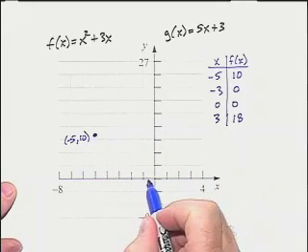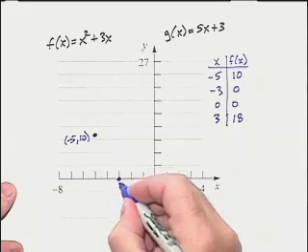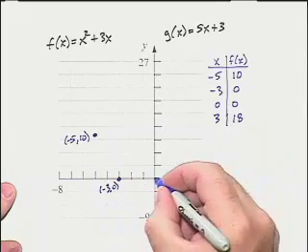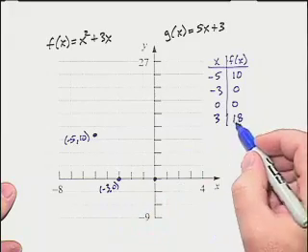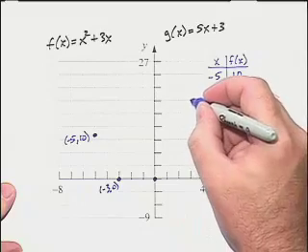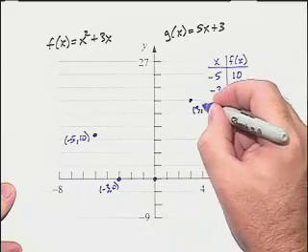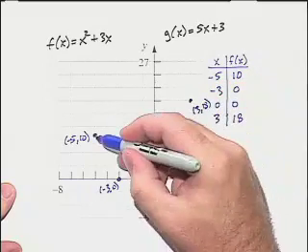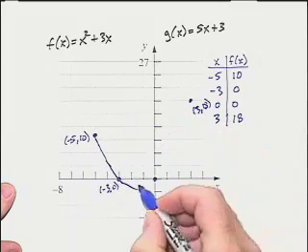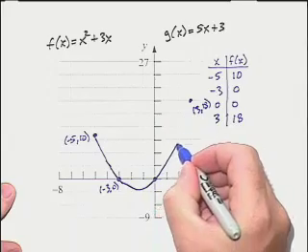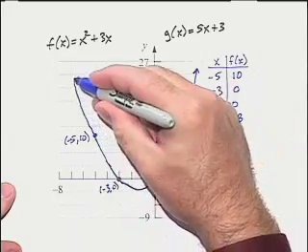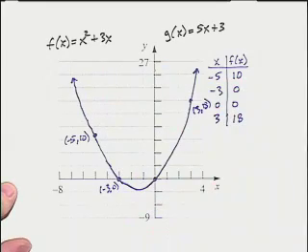Plot the point negative 3, 0. 1, 2, 3, 0. Point 0, 0 is the origin. And then the point 3, 18. You get 3, 6, 9, 12, 15, 18. We'll go ahead and connect these dots, recognizing that f of x is a quadratic, so the graph is a parabola. We get our rough graph of f of x.